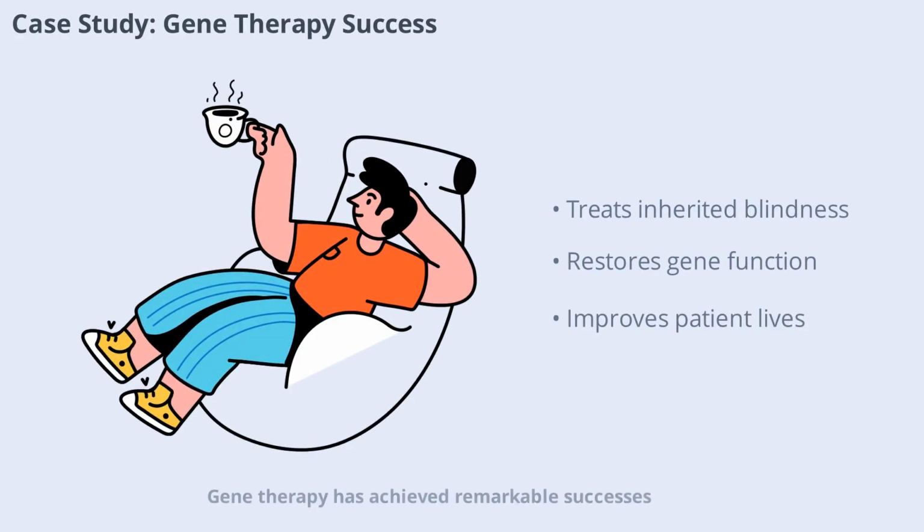Gene therapy has achieved remarkable successes, such as treating inherited blindness and certain immune disorders. By delivering healthy copies of genes to patients, doctors can restore function and improve quality of life. These breakthroughs show the transformative potential of genetic engineering in medicine.